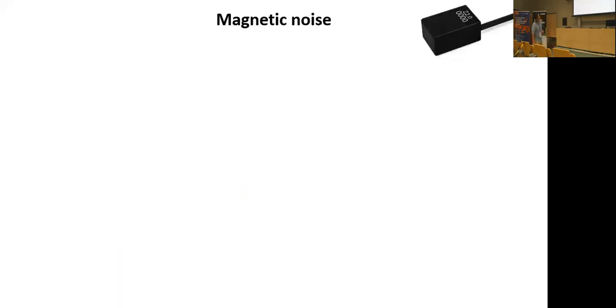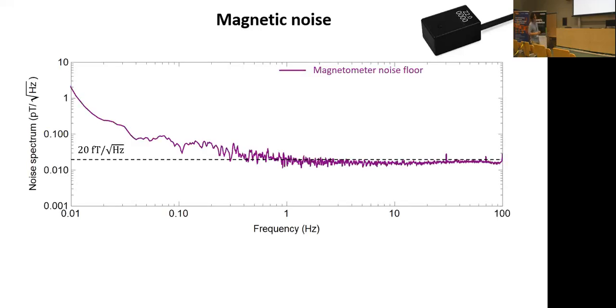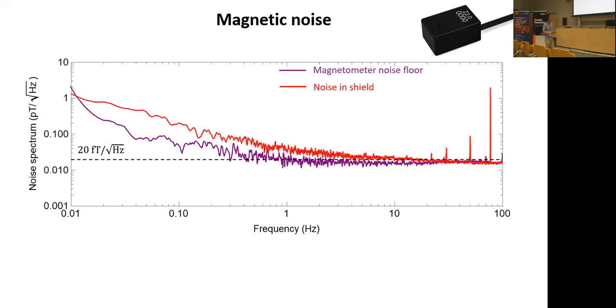We measure the magnetic field using this magnetometer from QSpin. It's a commercial company, it's about this size, and it operates at room temperature. It's a vapor cell magnetometer, and it has superior sensitivity and a nice noise floor, about 20 femtotesla per root hertz in the range from 1 hertz to 100 hertz. And this is the noise that we measure inside the shield.